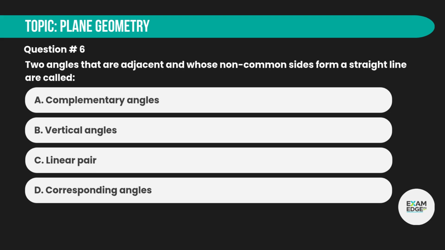Two angles that are adjacent and whose non-common sides form a straight line are called: A. Complementary angles. B. Vertical angles. C. Linear pair. D. Corresponding angles. Correct answer. C. Linear pair.